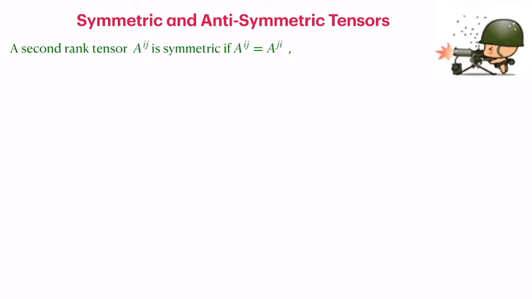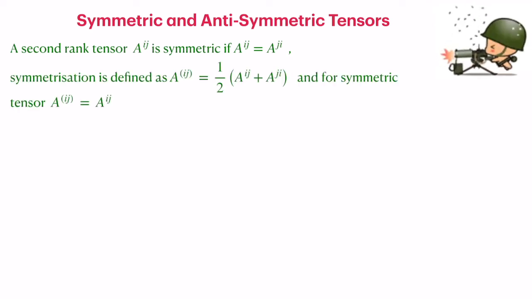If the second rank tensor Aij is symmetric, then Aij is equal to Aji. Now there is an operation called symmetrizing the second rank tensor, represented by round brackets around the indices, that is A(ij), the symmetrization, is equal to half of Aij plus Aji. We simply flip the indices and add them up. Naturally, a symmetrization operation only takes the symmetric part of the tensor. So we see that for a given symmetric tensor, symmetrization of Aij is equal to Aij itself.